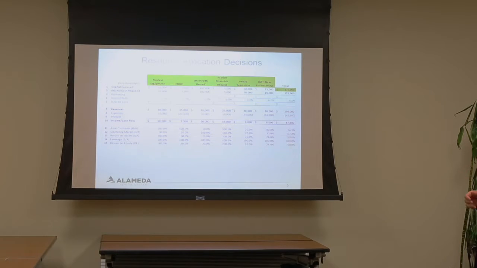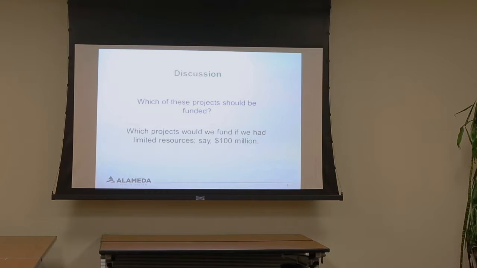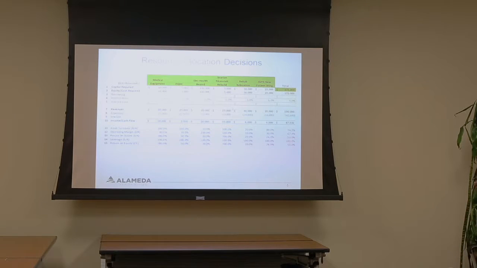We have to start asking some questions here. Which of these projects should be funded? What if we said we had $100 million? Which of these projects, if you had $100 million to spend, would you do next year? Solar and financials would be definitely one, probably all except the EHR. Yeah, and you'd still have 25 million left over. So you could maybe start the EHR. Exactly. What if we had only $30 million?